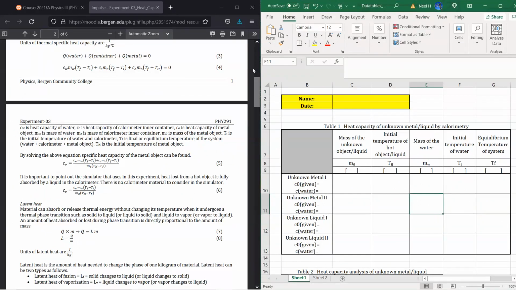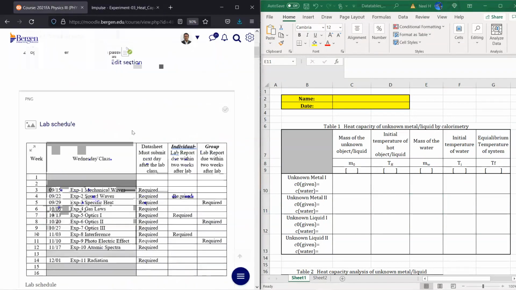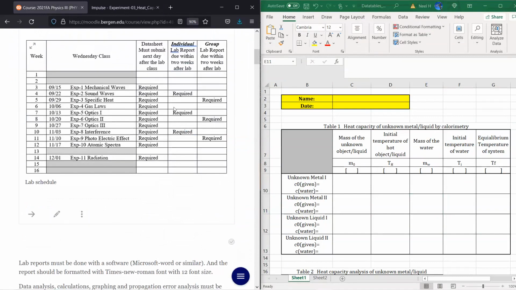Okay, then let's continue. This is going to be a group report, right? According to our schedule, this is supposed to be a group report, which means we're going to try to do four different types of items to figure out the specific heat capacity. We'll do two unknown metals and then two unknown liquids. Usually that liquid part we're not doing in an in-person setting, but with the simulator it is actually easy to do.